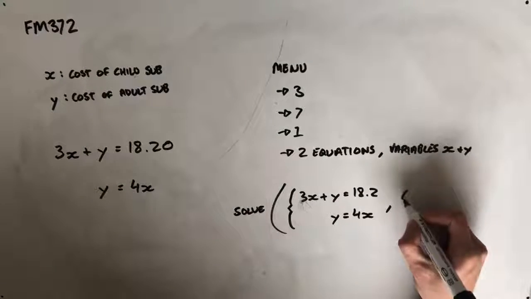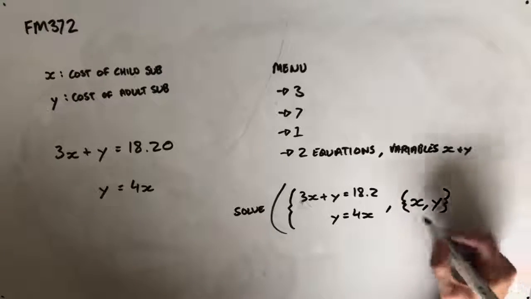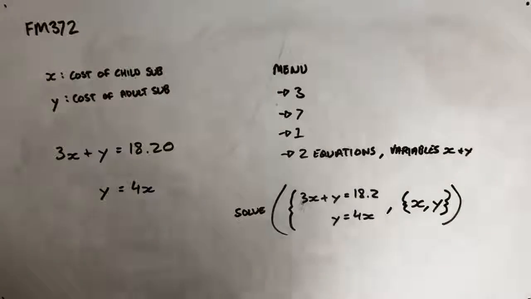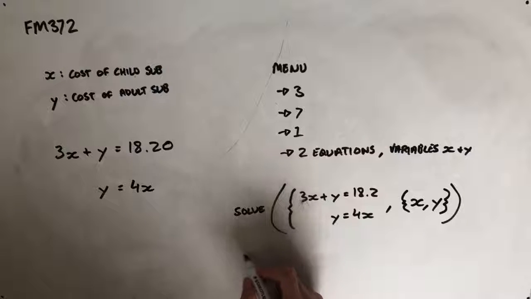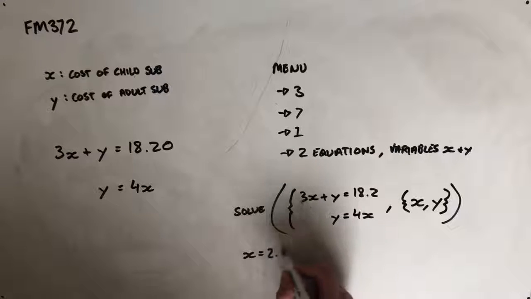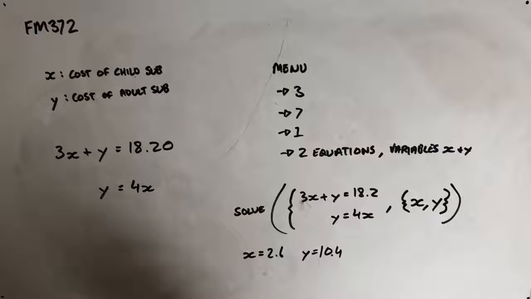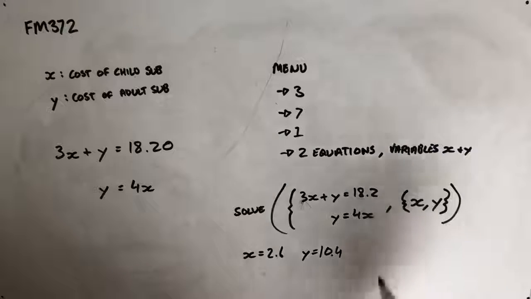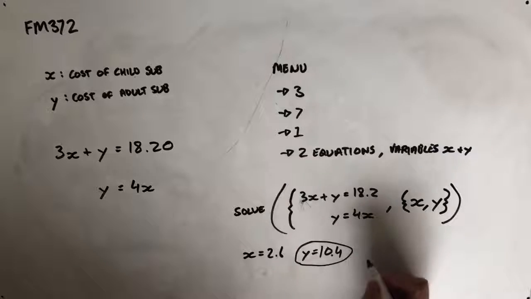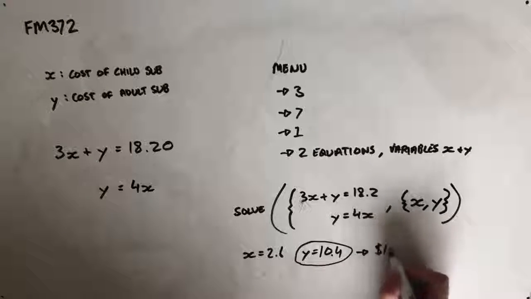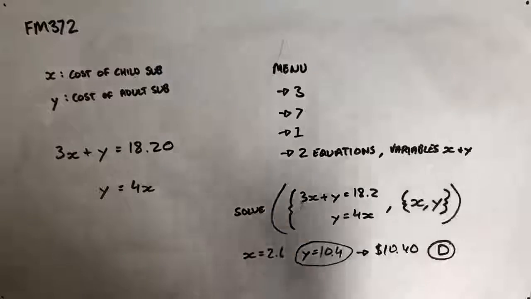From there, it should automatically have this. Once again, if it doesn't, fill it out, but it's telling you that it's going to solve for x and y in these curly brackets, and the whole thing's closed by a closed bracket. Hitting enter, you should have x equals 2.6 and y equals 10.4 pop out on your calculator there. Of course, we're looking for the cost of an adult subscription. So we're looking at this value here, the 10.4, which of course becomes $10.40, which is option D.